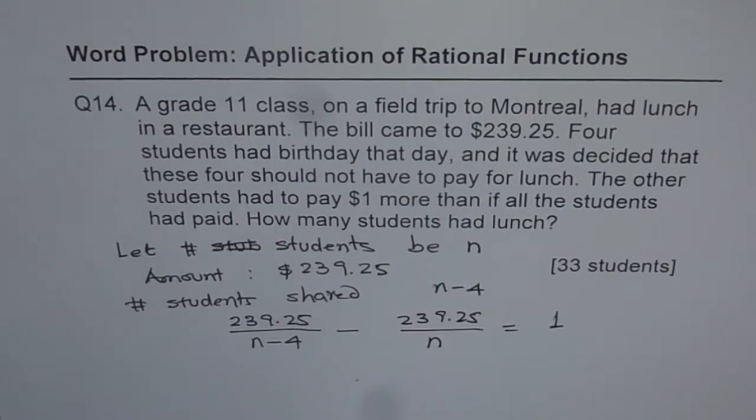So whenever you get the question, try to relate it with the help of a variable. Variable comes from the last statement, what you need to find. You don't know. Since you don't know, say let that be x, y, z, the variable. Then you try to get the equation. Equation comes from the second last statement. The students had to pay $1 extra, $1 more, right?